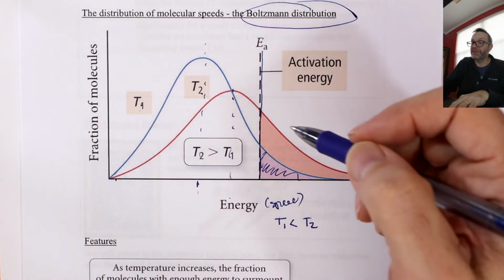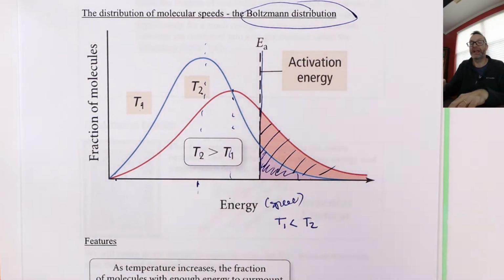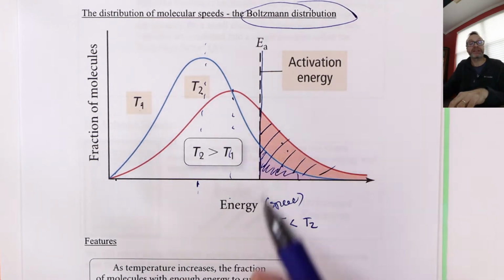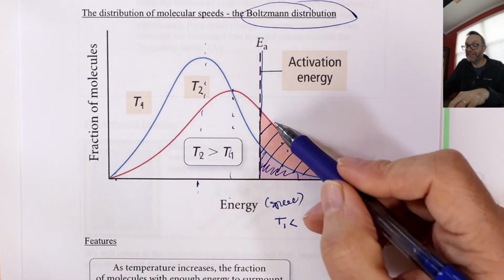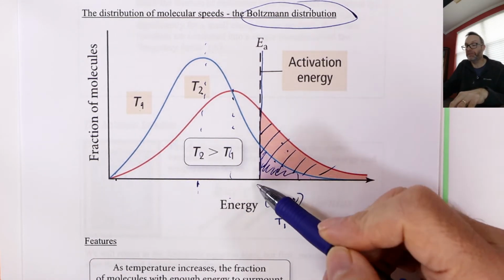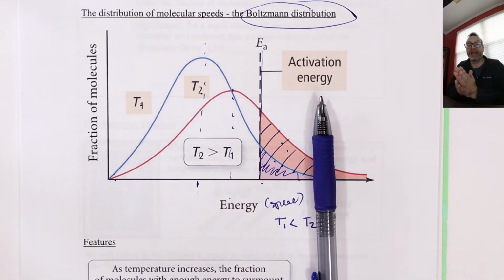If I move the graph to the side, look at this here. A bigger fraction have EA or greater. And look at the area of the two graphs. That's not proportional. The area under the red one is much bigger than the area under the blue one past EA. In English, a higher fraction of molecules in the hot gas have EA or greater than in the cold gas. Makes sense, because of the distribution of speeds.